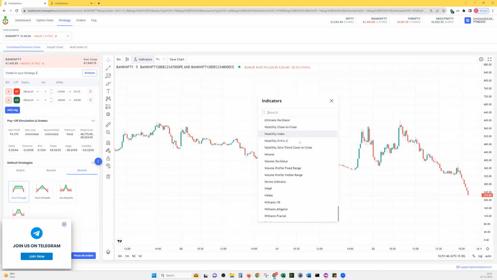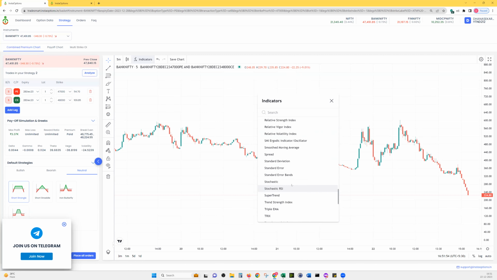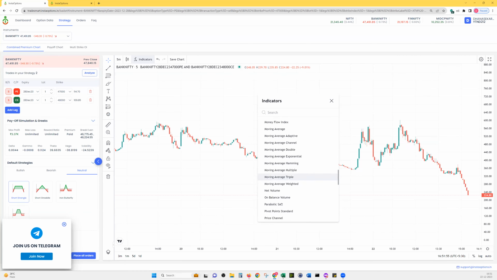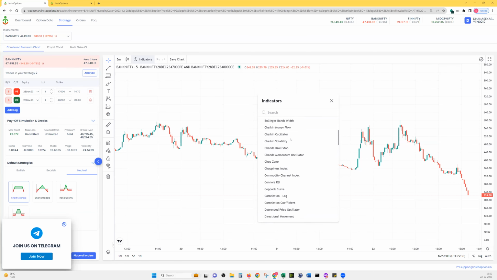You can even trade based upon ORB. You can take trades based upon VWAP. You can put Parabolic SAR. You can put On Balance Volume. See, it's totally your call now.